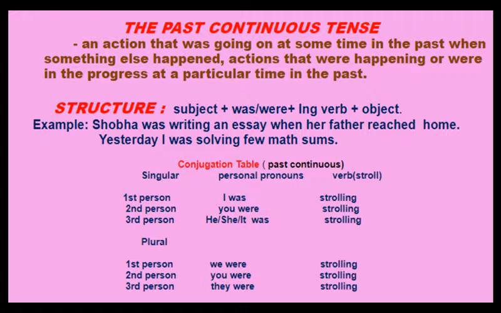With the first person I, it is I was strolling. Then the second person is you, so it is you were strolling. Third person he, she, it was strolling. The plural personal pronouns are we were strolling. Then second person plural pronoun is you were strolling. And third person plural is they, so it is they were strolling. Look at the next slide.